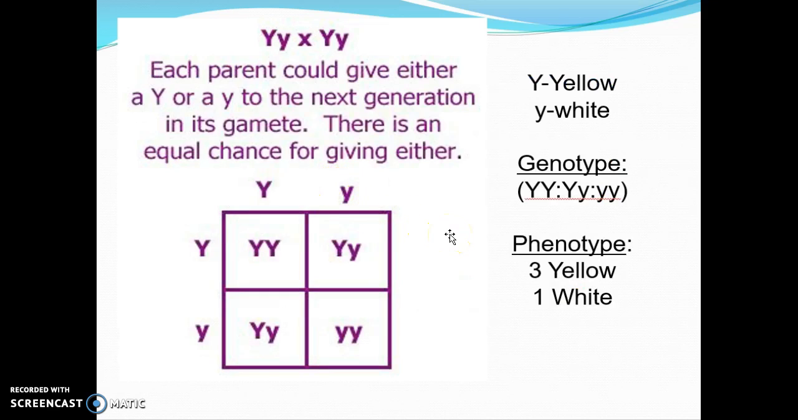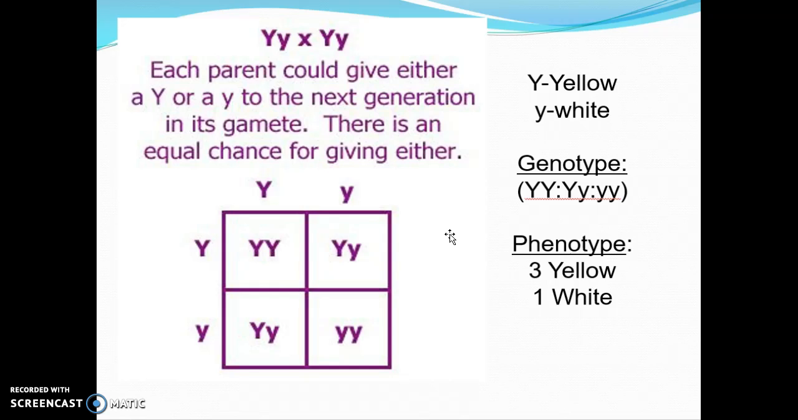In this example, we're looking at yellow and white. That's our trait. So I'm assuming that would be a flower color. You can see each parent is heterozygous for this trait. So each parent has a 50% chance of passing on a capital Y, and each parent has a 50% chance of passing on a lowercase y. So when we put our parents into the Punnett square, it doesn't matter which parent goes on top and which parent goes to the side.